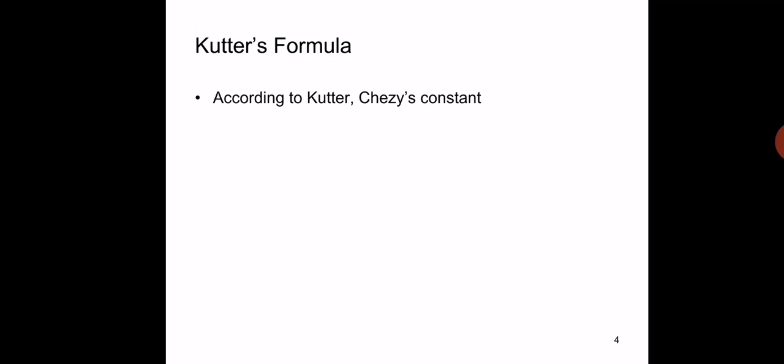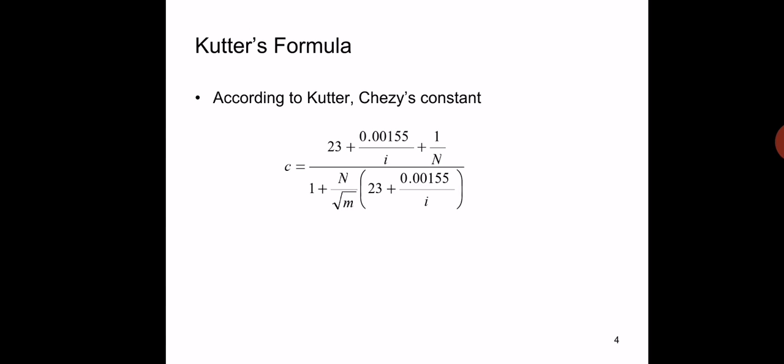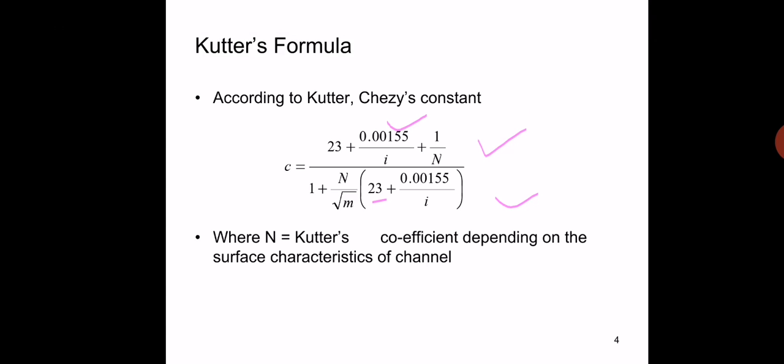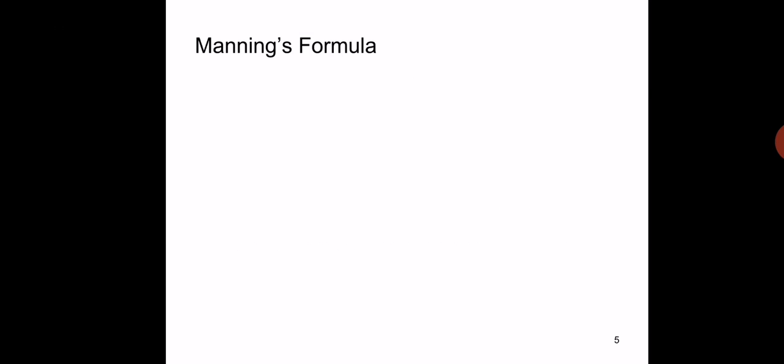When we come to Kutter's formula, according to Kutter, the Chezy's constant C is equal to 23 plus 0.00155 by I plus 1 by n, all divided by 1 plus n by root m into 23 plus 0.00155 by I. All these are empirical formulas. Here n is Kutter's coefficient depending on the surface of a channel. Next let's go for Manning's formula.